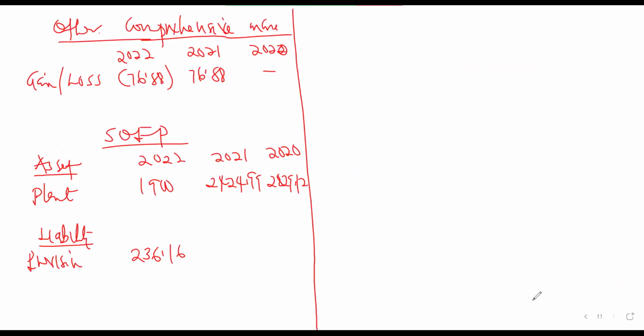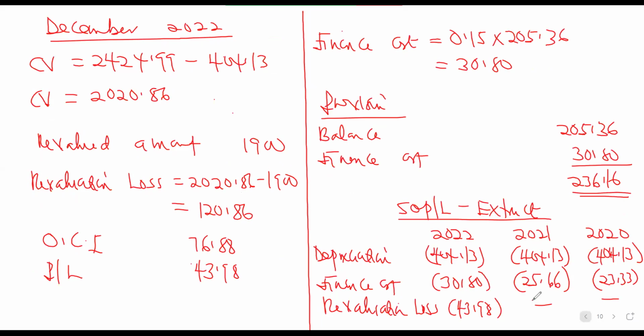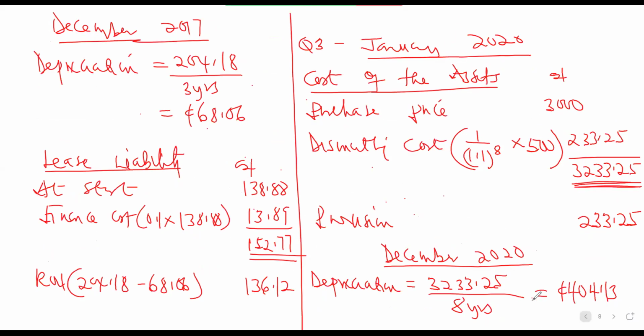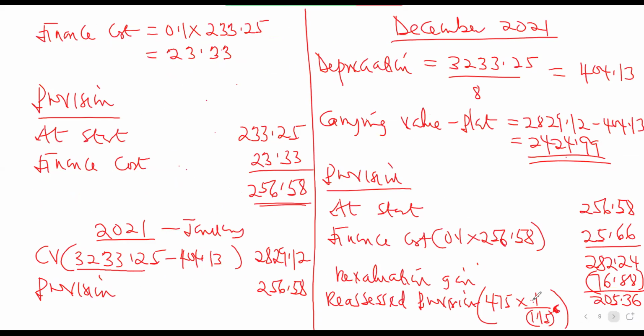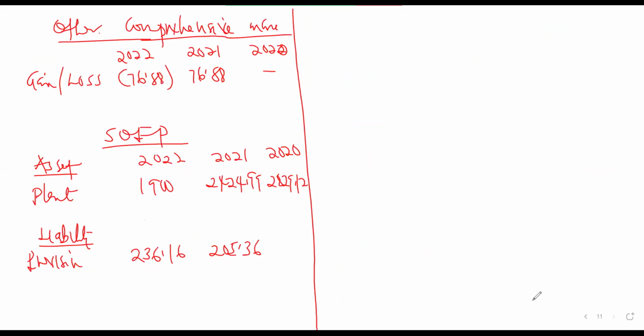So 205.36. And 2020, the provision at the end of 2020 will be 256.58. Okay. So this is how they are asking you to show it as comparative figures.